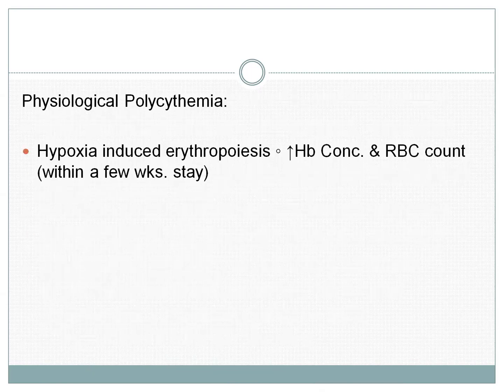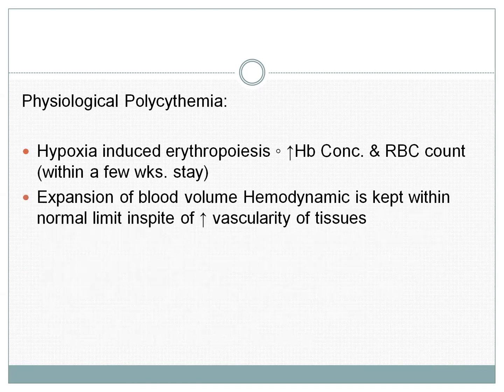The physiological polycythemia you have already studied. Hypoxia induces erythropoiesis, so an increase in hemoglobin concentration and RBC count will be there if you are staying a few weeks at the highland. Expansion of the blood volume is there. Hemodynamics is kept within normal limits, because even if there is increased vascularity, the blood volume expansion will increase and the hemodynamics will not be changed.